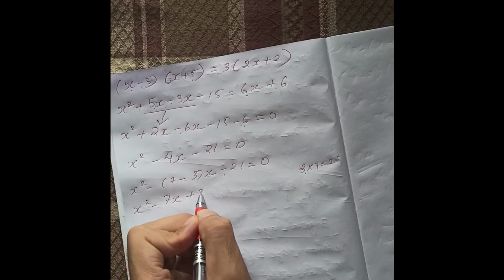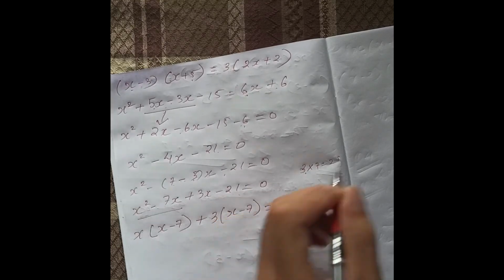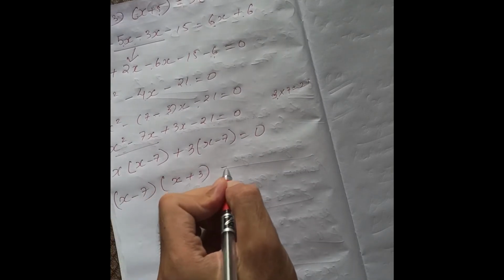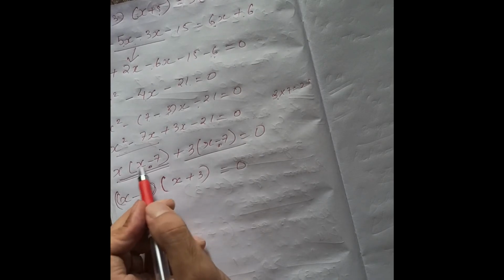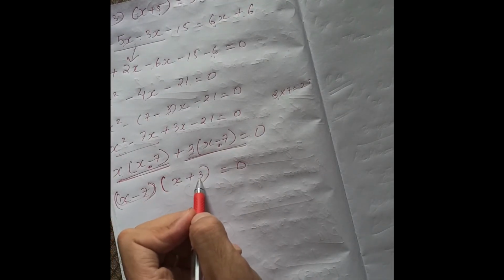x squared minus 7x plus 3x minus 21 equals 0. From the first two terms we can take x common, x minus 7. From the last two we can take 3 common, x minus 7. So we have x minus 7, x plus 3. Let me explain how we get this. We take x minus 7 common. x minus 7 into x will give us this, and x minus 7 into 3 will give us this. That's how we get it.